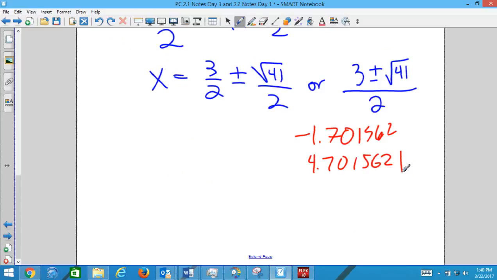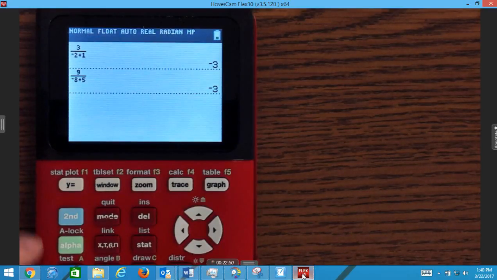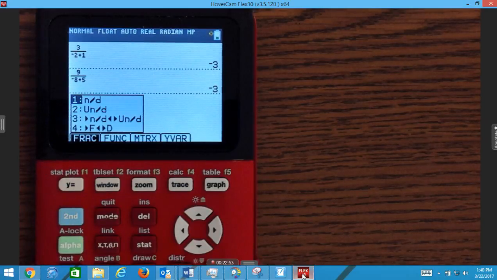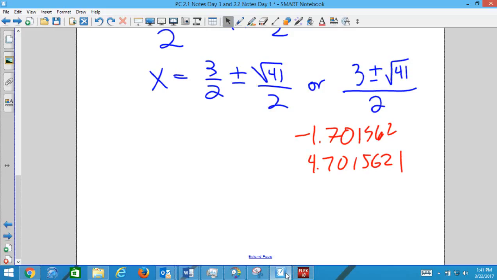So do I have the right x-intercepts if the decimals are these? Well, go to your calculator, your calculation screen, and let's type in what our answer was. What was our answer? 3 plus square root 41 over 2. Was it 3 or was it -3? It was 3.